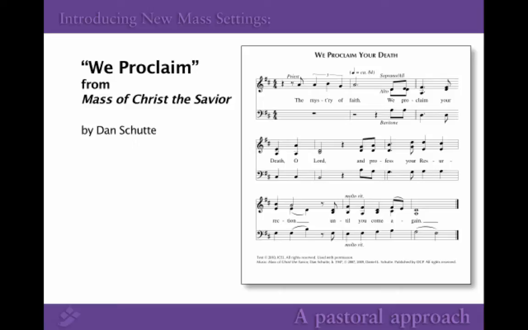So you've taught the Holy, Holy, and you're going to sing that now at Mass. Do you teach anything else that first Sunday? No. You don't want to overwhelm people with teaching. What you do is you're going to introduce three new movements of the Mass on this first Sunday: the Holy, Holy, which you teach, and then the mystery of faith, We Proclaim, and then the Amen.